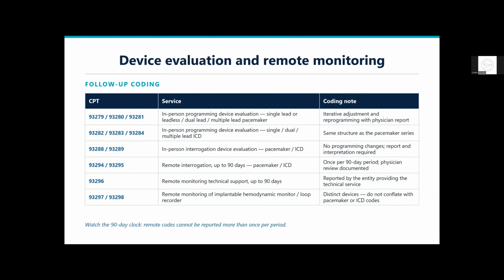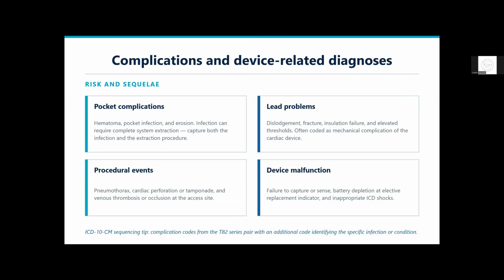Technical support 93296 is billed by the entity providing the service. Remember, remote codes cannot be billed more than once per 90-day period. Complications include pocket erosion, lead dislodgement, fracture, insulation failure, pneumothorax, perforation, venous thrombus, device malfunction, and inappropriate shocks. ICD-10 sequencing tip: T82 complication codes pair with an additional code identifying the specific infection or condition.